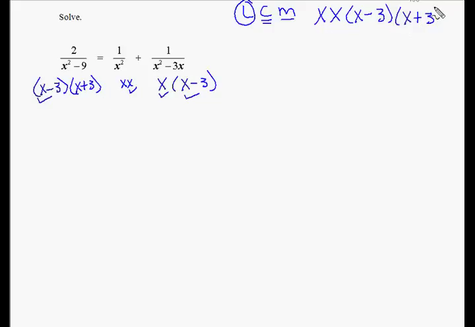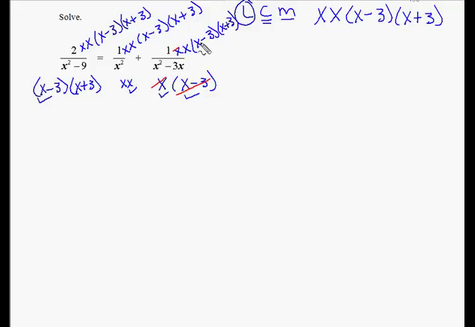So our LCM has 4 factors in it. And we're going to multiply each term in the original equation by all 4 factors. Now we're multiplying by this LCM so that we can reduce and clear out our denominators. So we can reduce: x goes into x once and x minus 3 goes into x minus 3 once. X times x goes into x times x once. And x minus 3 times x plus 3 goes into x minus 3 times x plus 3 once.